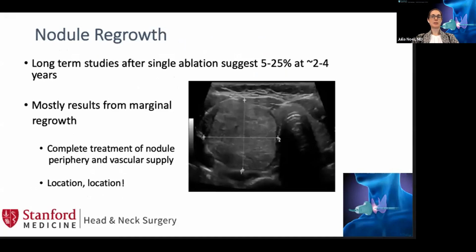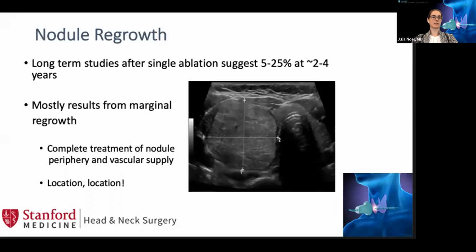One of the most common questions from patients and providers is, what are the chances that the nodule will grow back? And long-term studies suggest that depending on how it's defined, regrowth does happen in anywhere from 5 to 25% of nodules. If it is going to happen, it can become apparent as early as a year, but is more commonly seen around the 2 to 4 year mark.